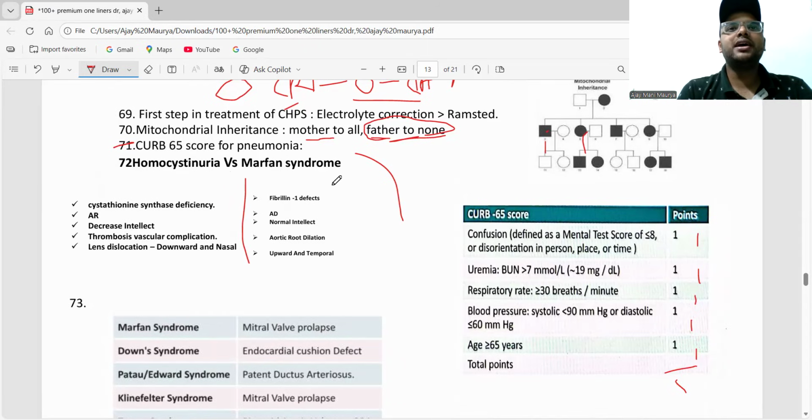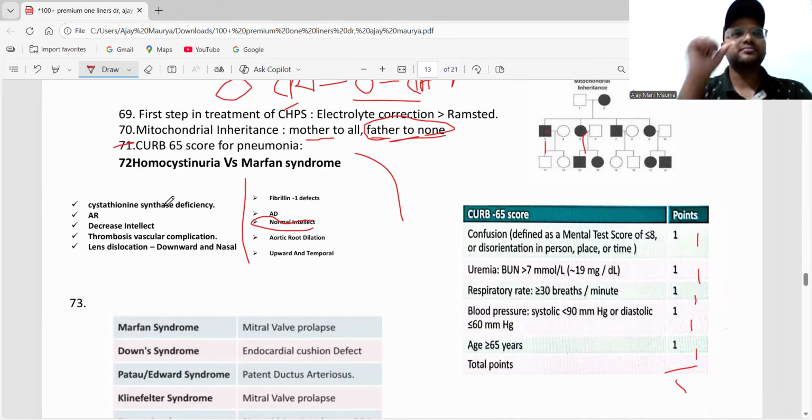Marfan syndrome: there is a fibrillin 1 defect. It is autosomal dominant. Intelligence is normal in the case of Marfan syndrome. The most common cardiac defect is aortic root dilation.